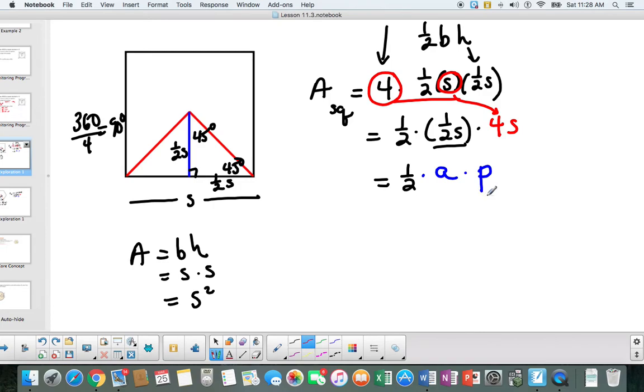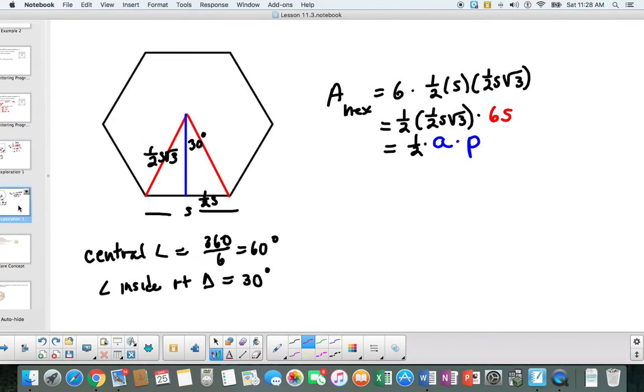And I want you to see that you can find the area of a square with this formula. That will lead us into this next figure. And we don't have a formula for a hexagon, but what we're going to use is the same strategy we used for the square. I'm going to take the central angle, which is 360 divided by 6, because there's 1, 2, 3, 4, 5, 6 sides, so that's 60 degrees.